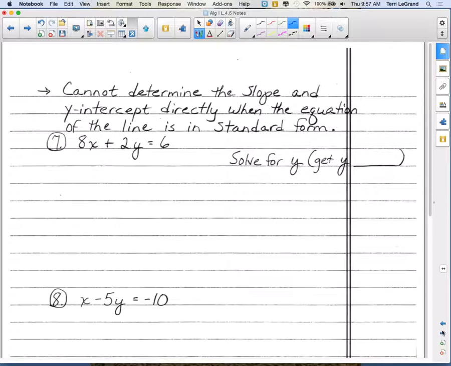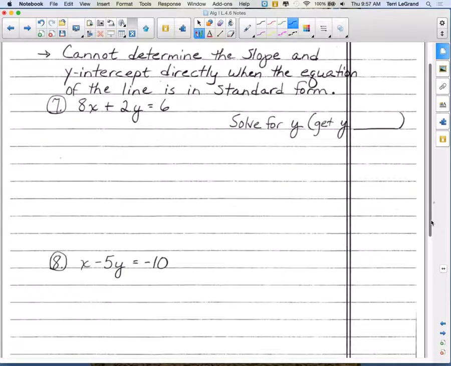Not always do they give you the equation in slope-intercept form. Remember I said slope-intercept form is handy for graphing because we can pick the slope out of it immediately and we can pick the y-intercept out of it immediately. But what if they give us the equation in standard form? And you are told to put it in slope-intercept form. That would mean you better get it solved for y. In other words, get y alone.